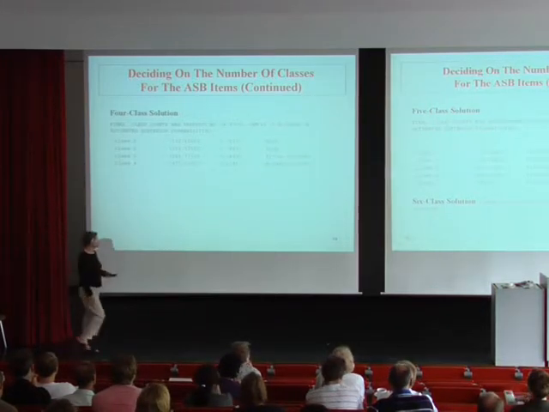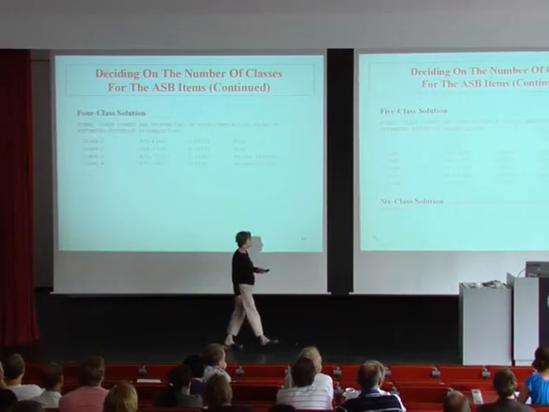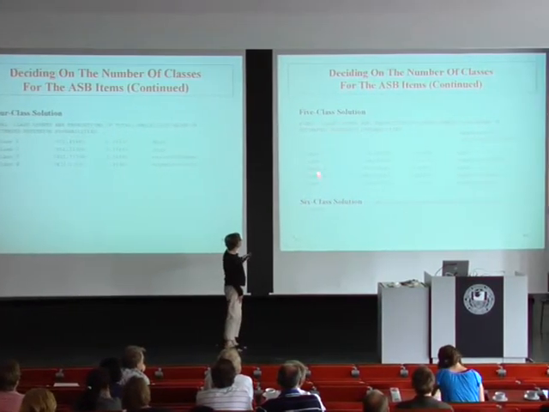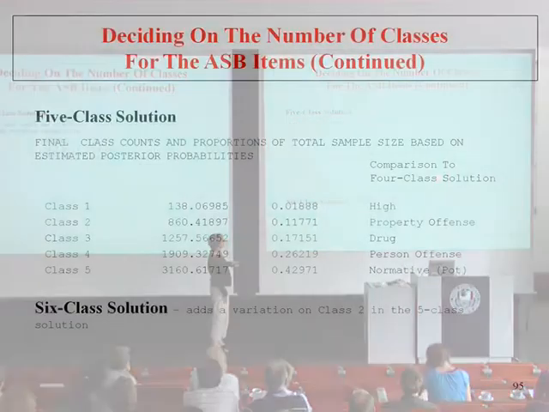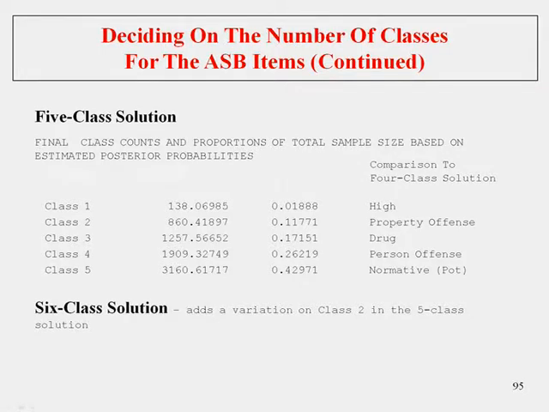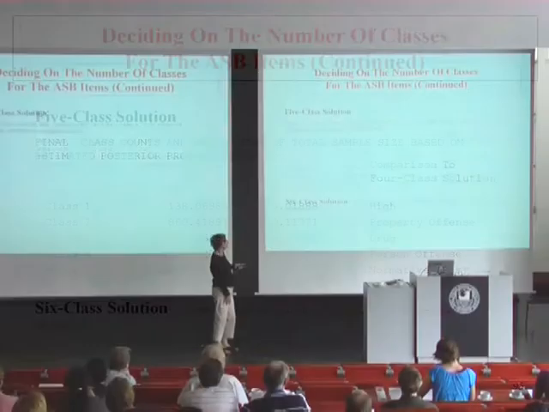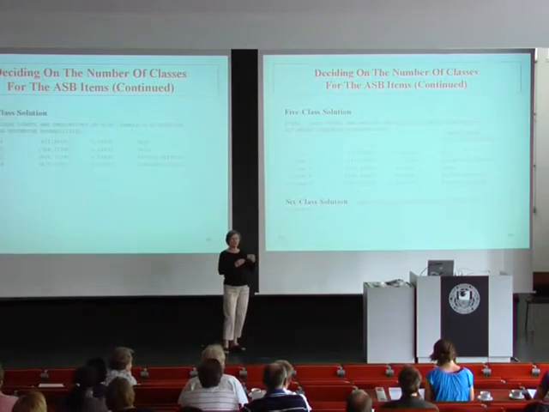When we go over and try to make the same kind of interpretation for the 5 classes, class 3 is the drug class, then we also have a person offense and a normative class, classes 4 and 5. We still have a high class, but then in addition, we have a property offense class. So we could consider 4 classes or 5 classes. When we looked at the 6 class solution, the only difference was that class 2, the property offense class, seemed to divide up into 2 classes, but that were very similar in latent profiles.